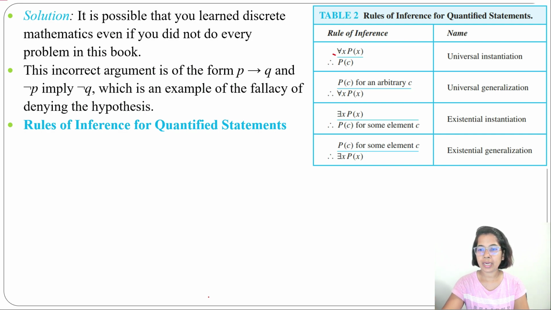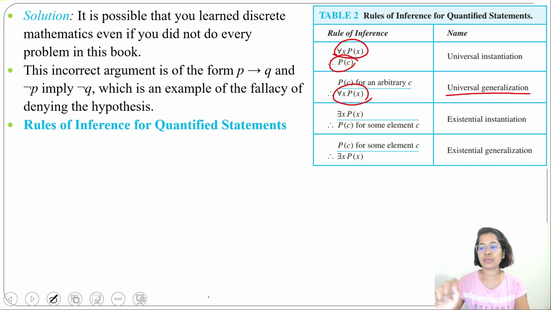If for all x, P(x) is true, then P(c) is true. If something is true for all, that means for a particular constant it is also true. Next is universal generalization: P(c) for an arbitrary c. If P(c) is true for any arbitrary constant, then for all x it's also true.